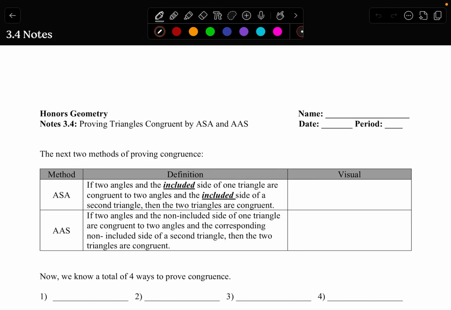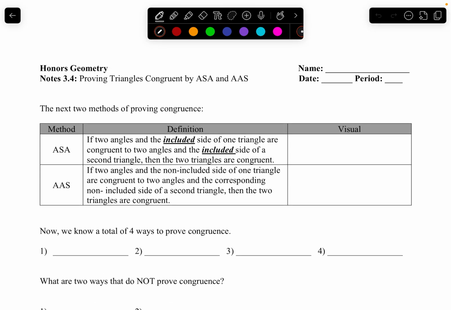Hello, everybody. This set of notes is going to cover 3.4, which is proving triangles are congruent by angle, side, angle, and angle, angle, side. In the last video, we talked about proving triangles congruent using side, side, side, and side, angle, side. So this is just adding on two more ways to prove congruency.